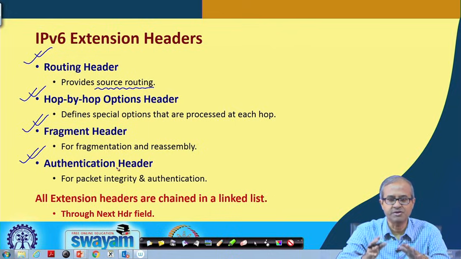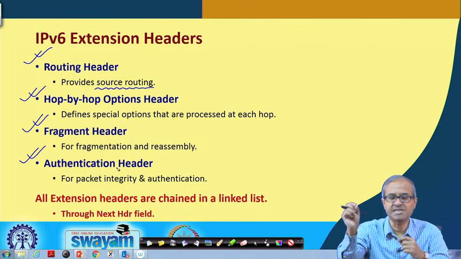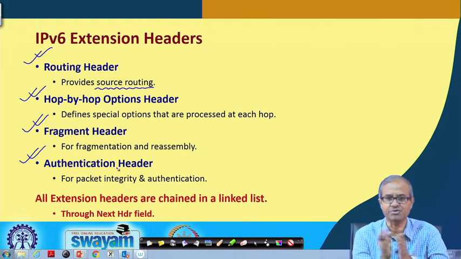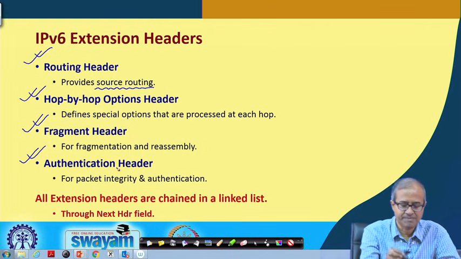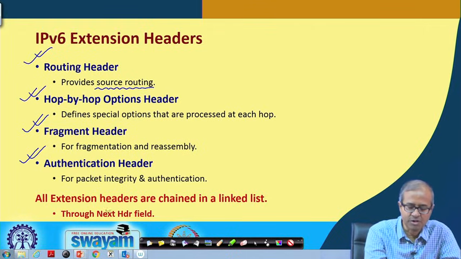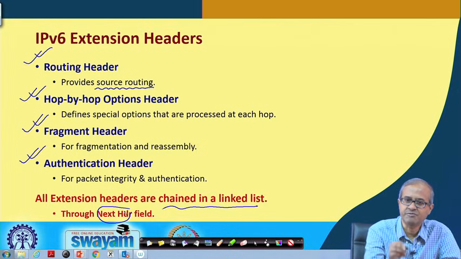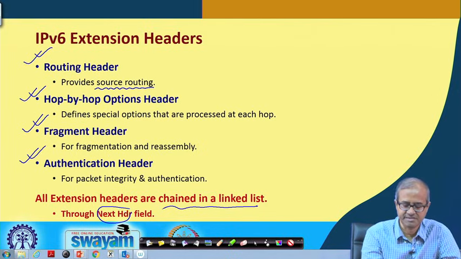I must be sure that whatever I am getting is actually coming from the node which it is claiming as the source. That is authentication, right. And here, as I told, all the extension headers are chained in a linked list using the next header field, which is present in the base header as well as all the extension headers.